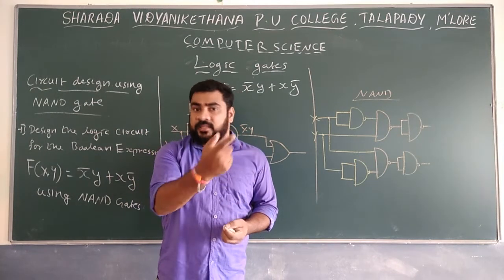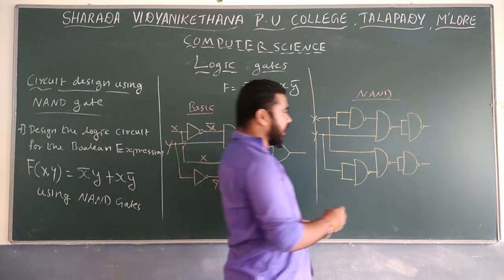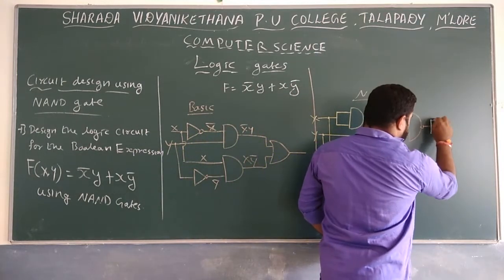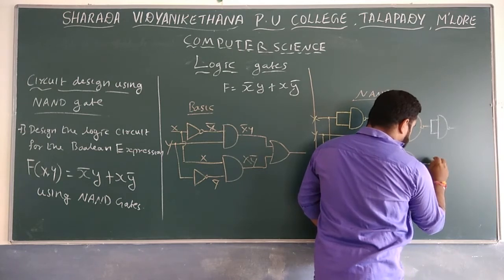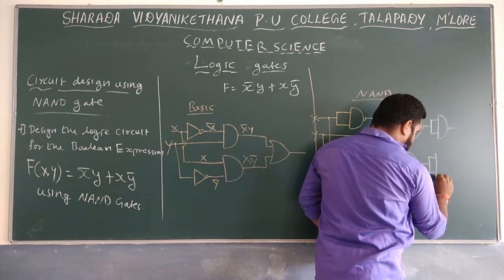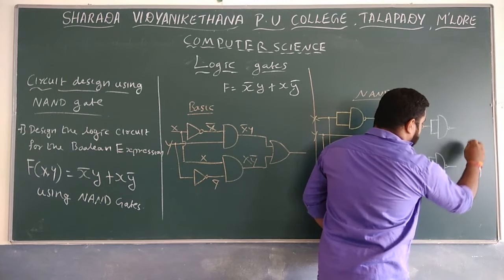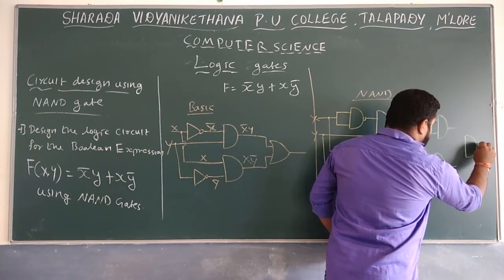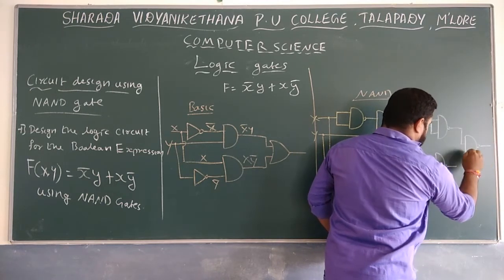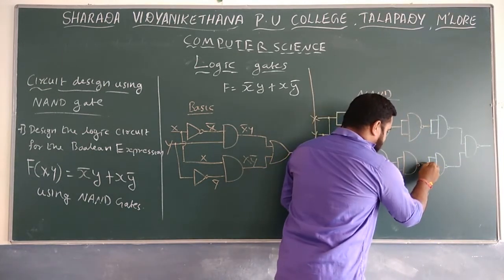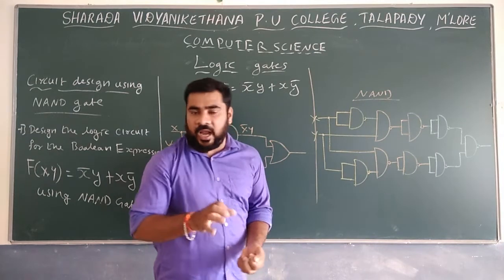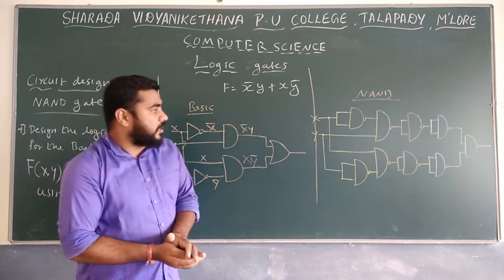Two NOT gates, then later one more NAND gate is required. The first part I write is the first NOT gate, the second NOT gate, and after that one more gate is required. So like this. This is the construction only using the NAND gate.